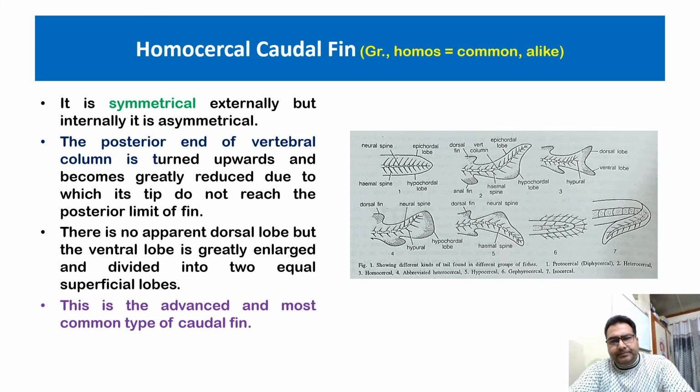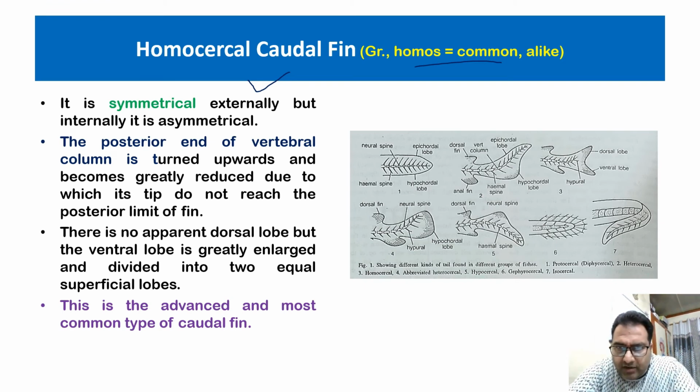Homocercal caudal fin. Homos means common or alike. It is symmetrical externally, but internally it is asymmetrical. Now you have to keep in mind that homocercal is looking the same, looking common, but it is symmetrical externally, but internally it is asymmetrical.